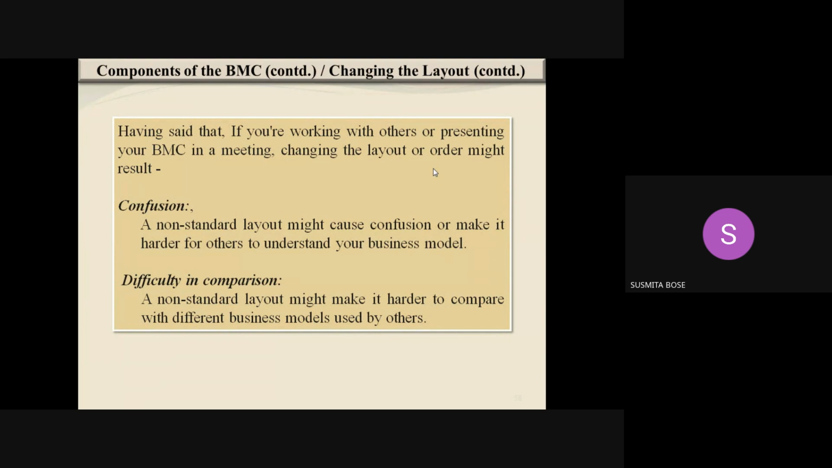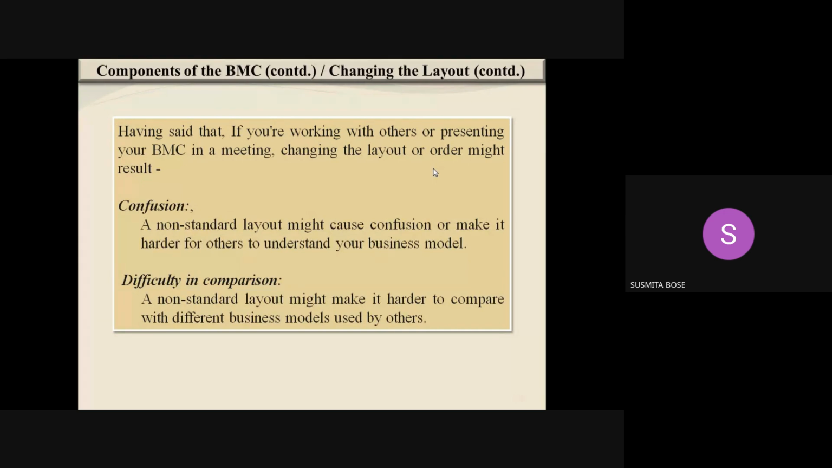Having said that, though BMC is flexible, though I'm saying that you can change a little bit, if you are working with others or if you are presenting your BMC in a meeting, changing the layout or order might result in confusion and difficulty in comparison. A non-standard layout might cause confusion, or make it harder for others to understand your business model. And a non-standard layout might make it harder to compare with different business models used by others, that I've mentioned earlier also.